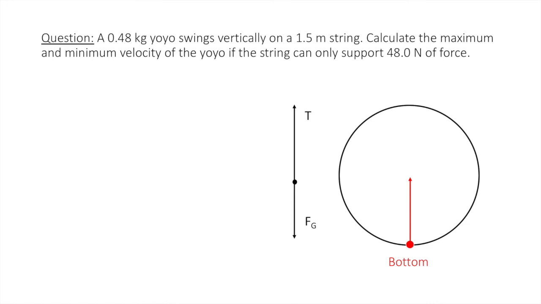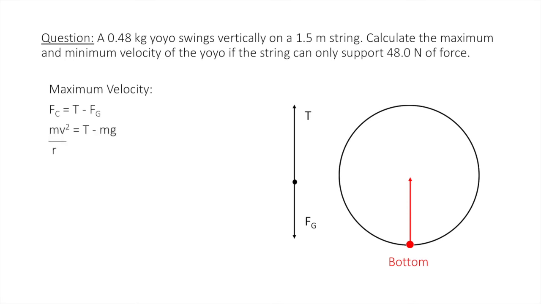When drawing the free body diagram, make sure tension is greater than Fg, because if they were both equal, that means the yo-yo will not move. Tension needs to be greater to show that the yo-yo will in fact move upwards along the circular path. This is represented in the following equation. We know that Fc is equal to mv squared divided by r, and Fg is equal to mg. So go ahead and plug those into your equation.